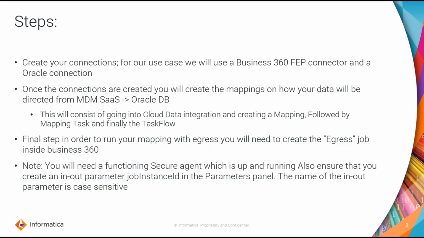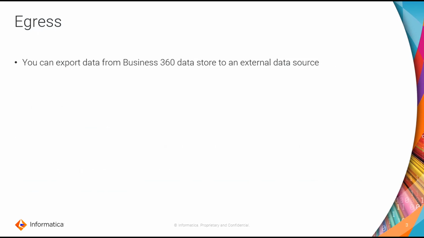Final step, in order to run your mapping with Egress, you will need to create the Egress job inside B360. Note you will need a functioning secure agent which is up and running. Also ensure that you create an in-out parameter, job instance ID, in the parameters panel. The name of the in-out parameter is case sensitive. Essentially, what Egress is doing is only an export from your B360 data store into an external data source.